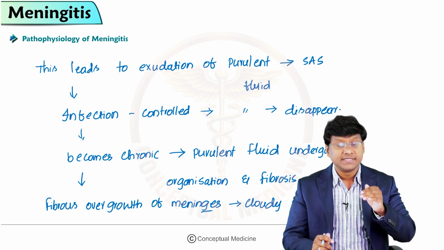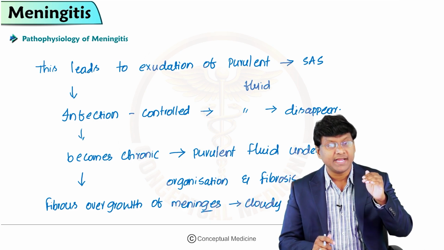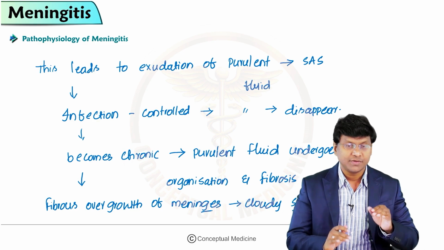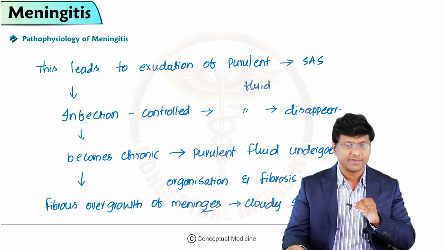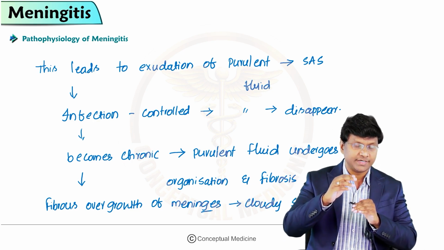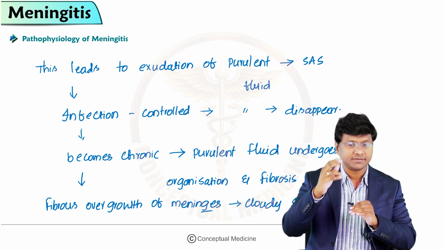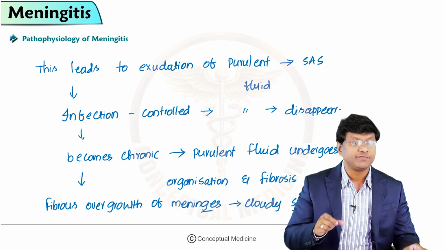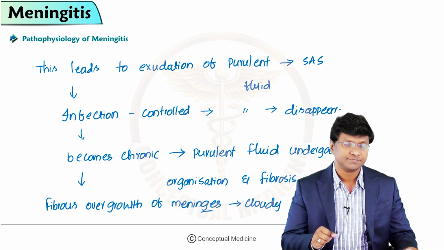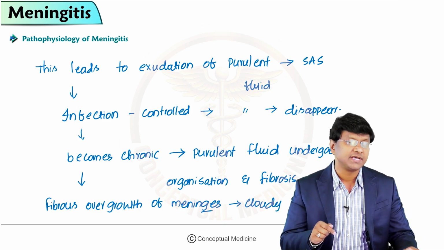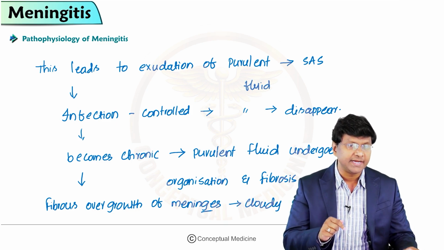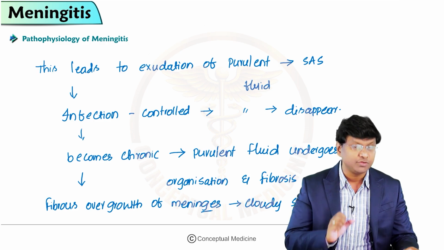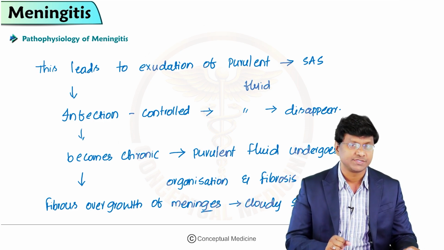And often adhesions between the pia and the arachnoid will be there. See, the pia mater is the innermost layer, the middle is the arachnoid, and the outermost is the dura mater. In between the pia mater and the arachnoid, you have the formation of adhesions. So that is the basic pathophysiology of meningitis.